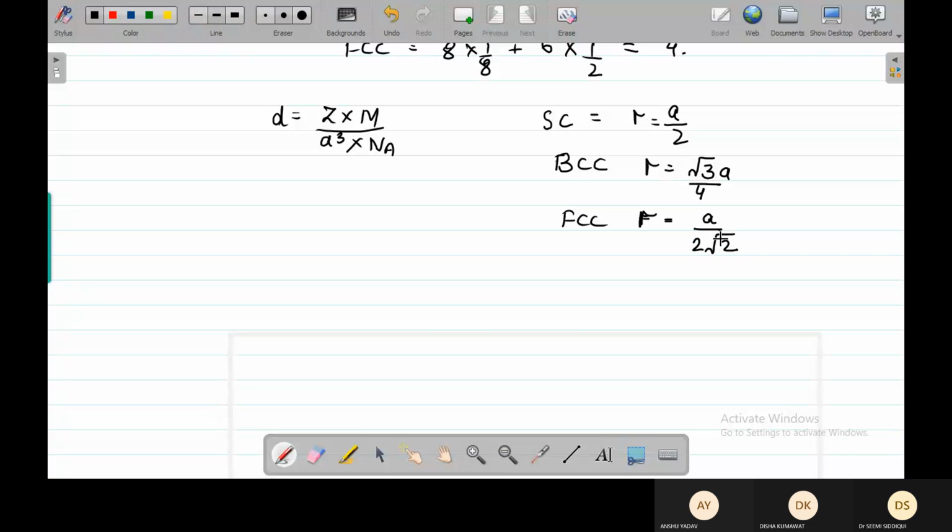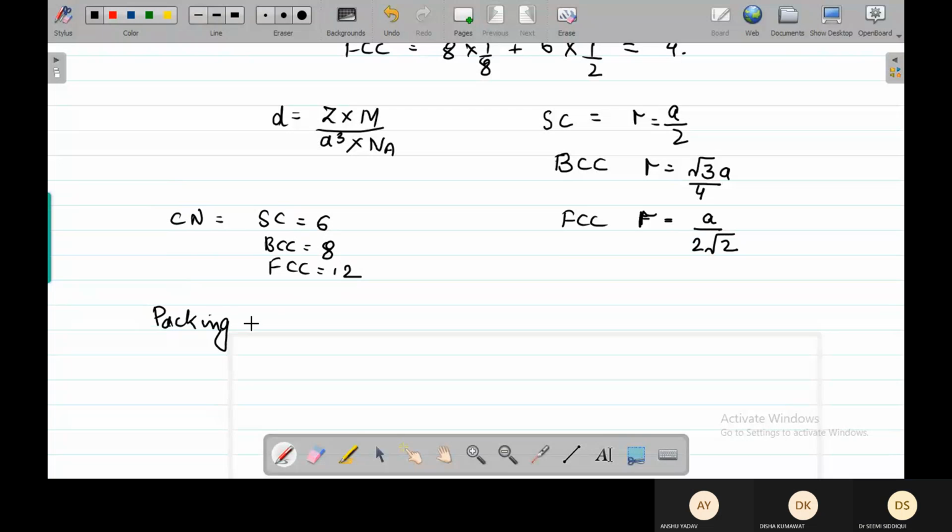For FCC, R is going to be A by 2 root 2. Now coming to the coordination number. Coordination number in the case of simple cubic will be 6, BCC 8, FCC 12. All these calculations and details we have already discussed. It is a recapitulation, so I'm just sharing the values. Coordination number basically is the number of nearest neighbors that a particle has in a unit cell, and it depends upon the structure of the unit cell of the crystal.